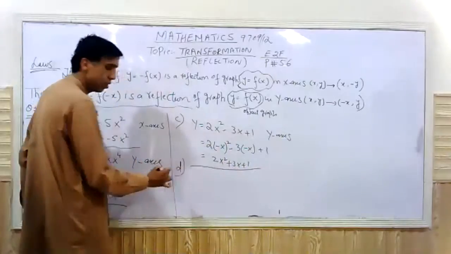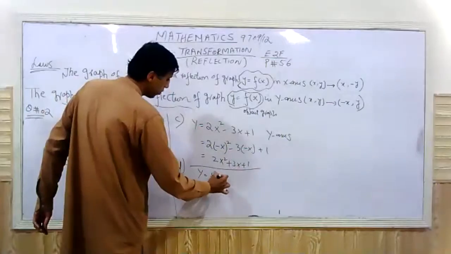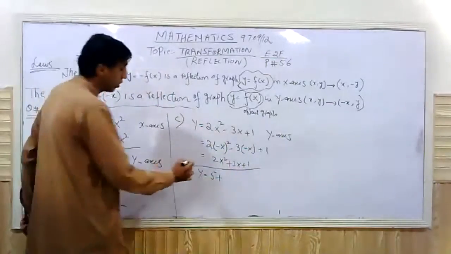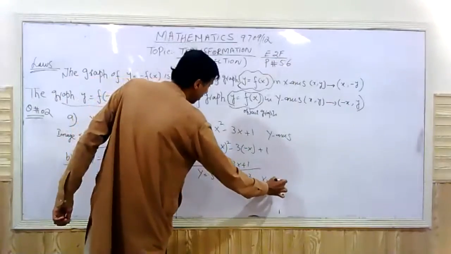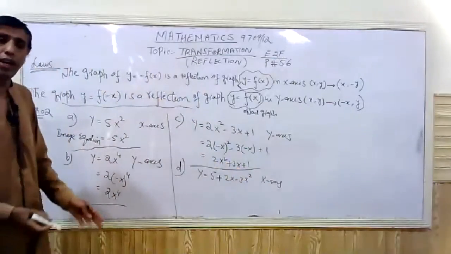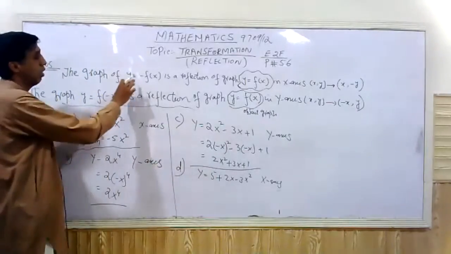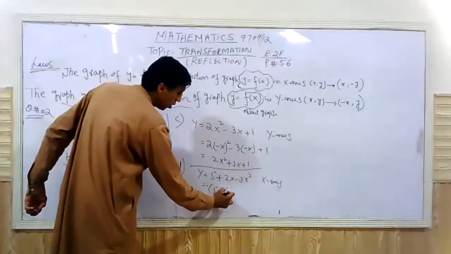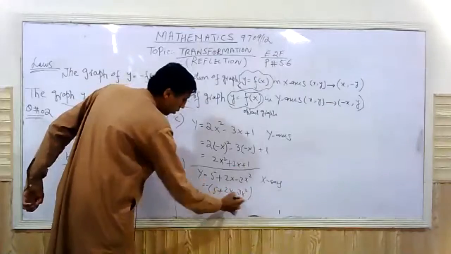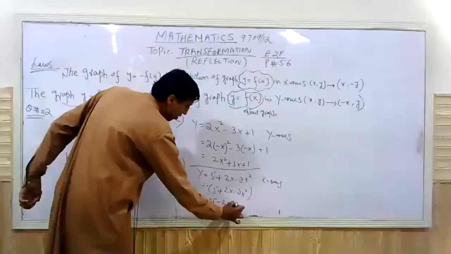The D part, five plus 2x minus 3x square at x-axis. If I relate this equation to my first law of the x-axis, we only have to multiply the whole equation with the minus sign. Minus 5 minus 2x plus 3x square. You may write it in order form, it's up to you.